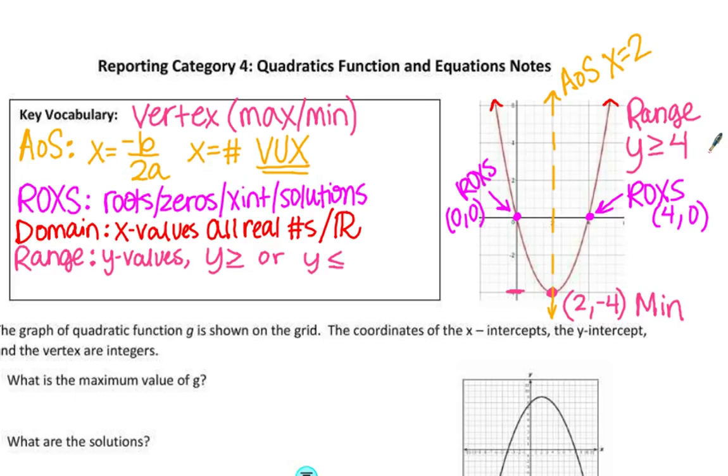All right, now let's say our graph was flipped upside down, kind of like the graph right down here. Then it would be anything less than if it opens down.